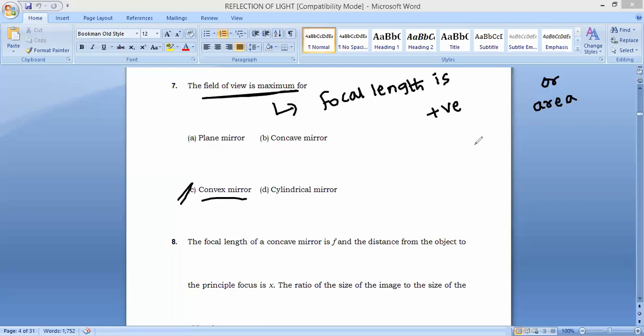So focal length is positive for convex mirror. Focal length is positive for convex mirror.